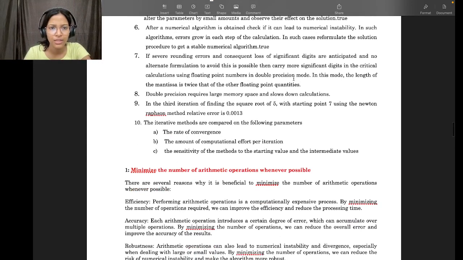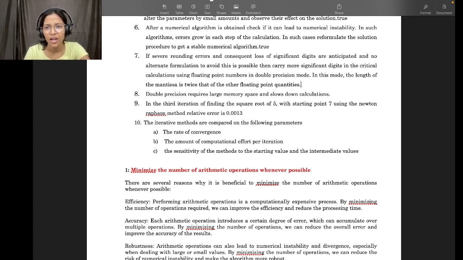Now moving forward to the seventh question. The statement given is, if severe rounding error and consequent loss of significant digits are anticipated and no alternate formulation to avoid this is possible, then carry more significant digits in the critical calculation using floating point numbers in double precision mode. In this mode, the length of the mantissa is twice that of the other floating quantities.